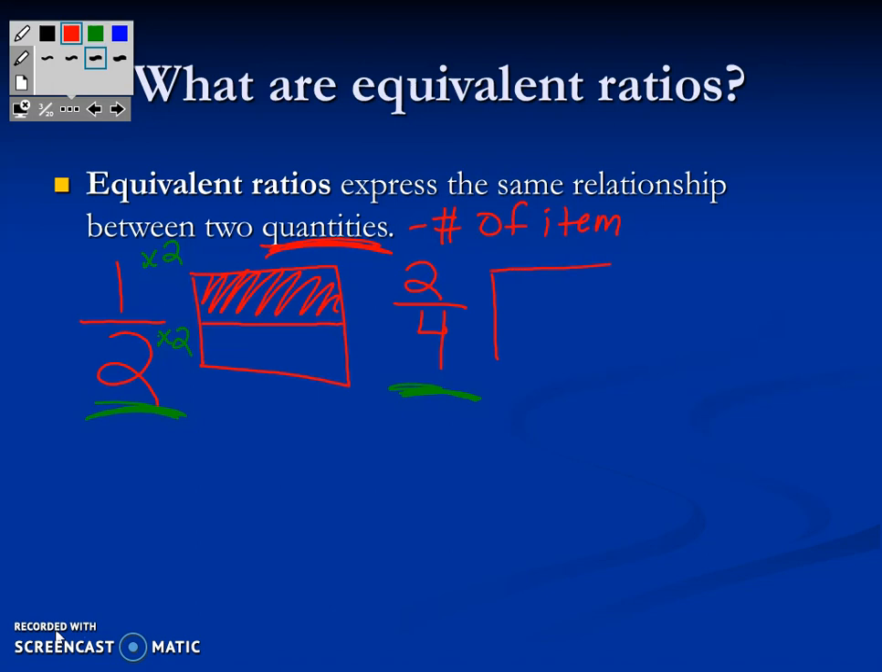Let's see if they cover the same space. So I take the same Hershey bar. Okay, it's not drawn accurately, but you get the picture. So I take a Hershey bar and I cut it into 2 equal pieces, but this time, I want to cut it into 4 equal pieces. So the bottom number always tells me how many equal parts to cut something into. This time, instead of shading 1 part, I'm going to shade 2 parts.